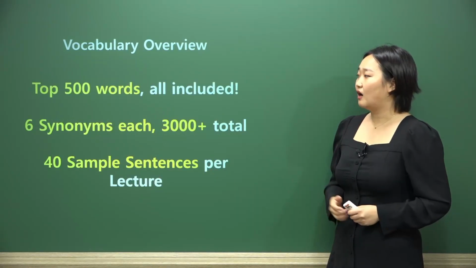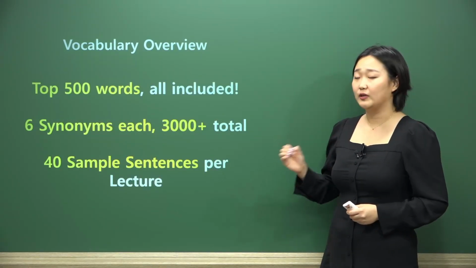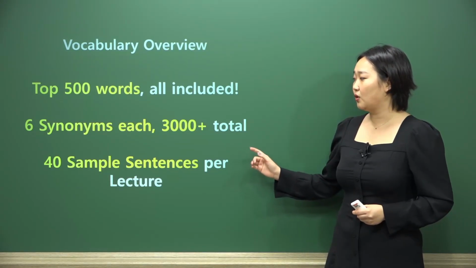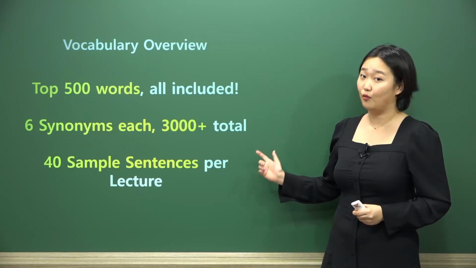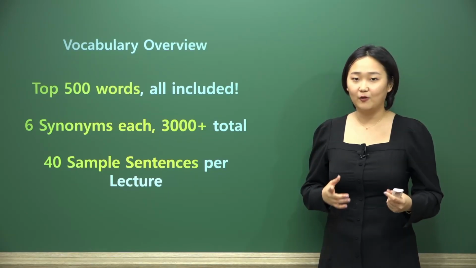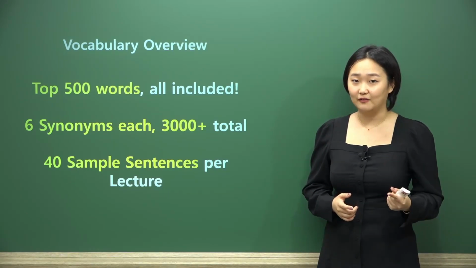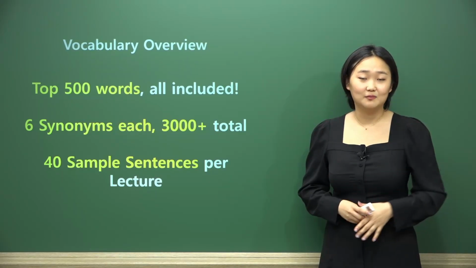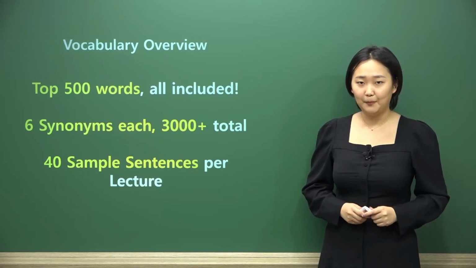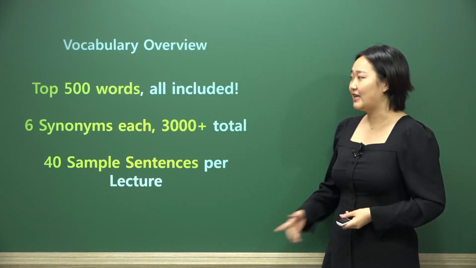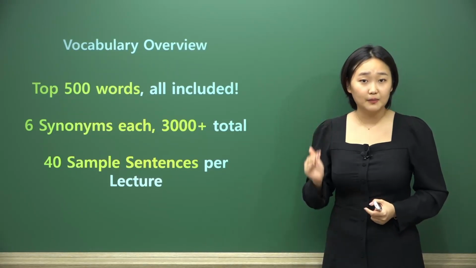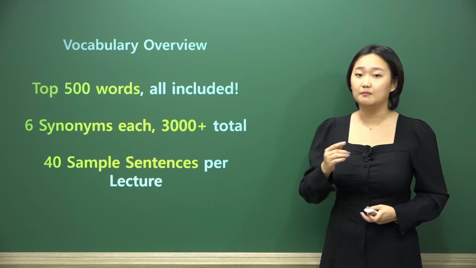This series will cover the top 500 words, all included, particularly the upper level vocabulary, along with 6 synonyms each, totaling up to 3,000 and more, as well as 40 sample sentences per lecture. This is the exact same format that we are going to go with for the middle level as well, so if you have not started with the middle level, I highly recommend going back and checking that one out first before we move on to the upper level. The point still stays the same: we're going to be talking about the other 500 words that are oftentimes considered a bit more advanced compared to the middle level.